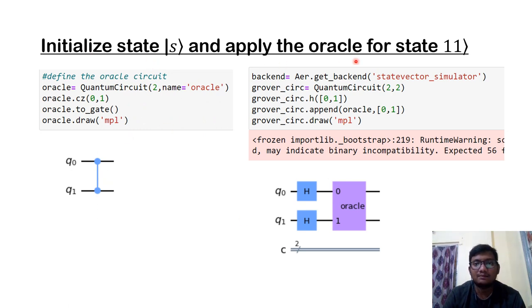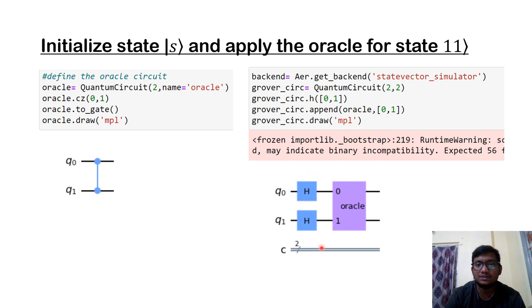First thing we do is initialize the state and apply the oracle to 1-1. If we want to construct the control Z operation inside the oracle, we make a quantum circuit of 2, which means 2 qubits are there. We call this an oracle. Inside the oracle, we create the control Z, which has control at 0 and target at 1. If you draw it, this is the circuit. We will match the circuit that we have seen, and draw the complete full circuit.